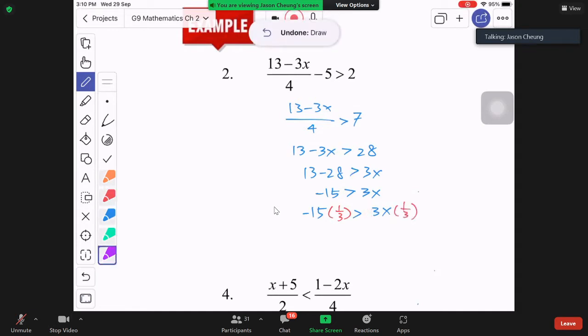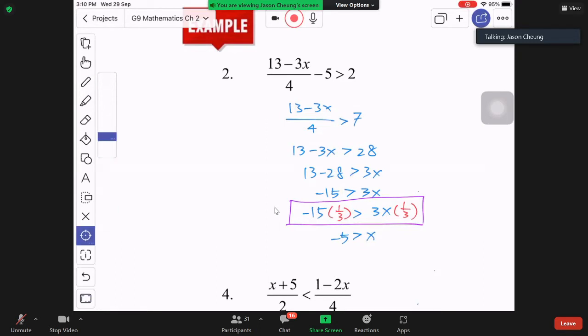Do not need to write this step. We are going to multiply a positive 1 over 3 on both sides. Multiply a positive number, we do not need to change side. Therefore, it is -5 is greater than x. But x is always on the right-hand side, right? 你見到 smaller 呢邊係 x 喎，你咪諗翻 therefore the x here. This is the answer.